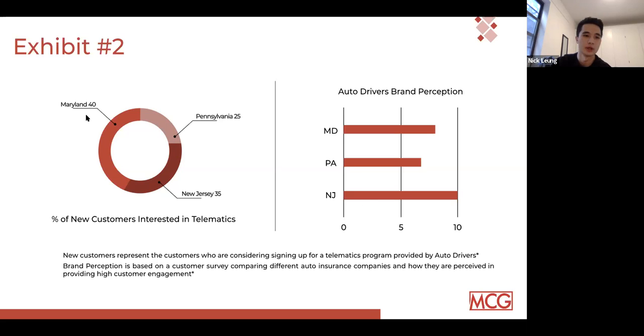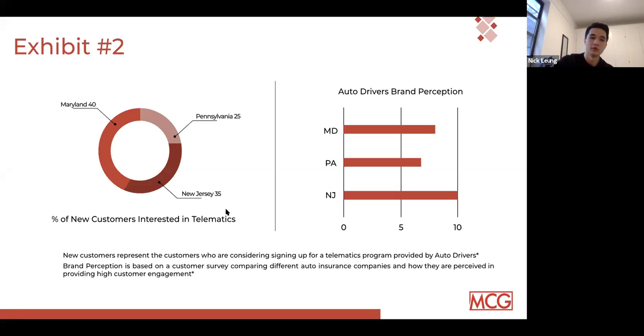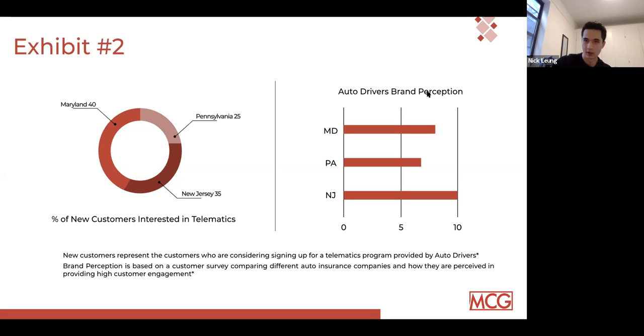Are you talking about, I'm sorry, which graph are you talking about? The left, this graph? I'm confused on the difference between the two. Okay, so read the titles, right? One is the percent of new customers interested in telematics. The other one is Auto Drivers brand perception.